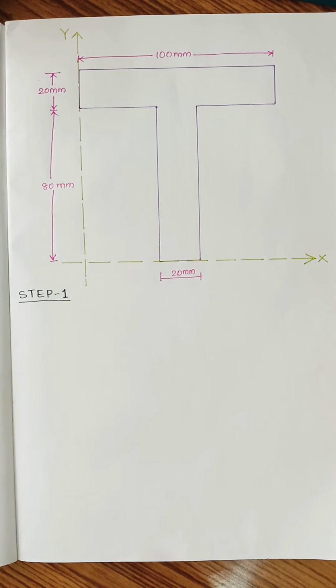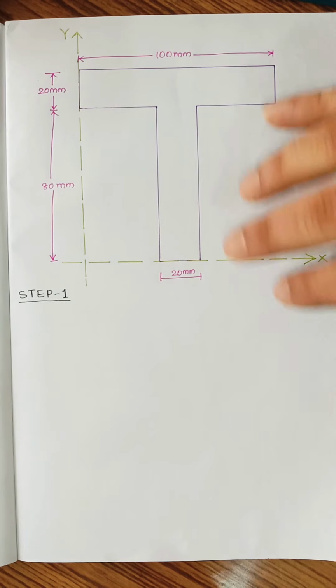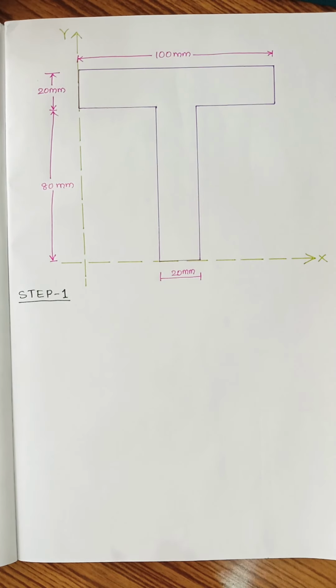In the previous video, I was explaining how to determine the centroid for plane geometric sections. So, in this class, I'm going to explain how to determine the coordinates of the centroid for any plane section. Let us consider a T section here, which just looks like the alphabet T.